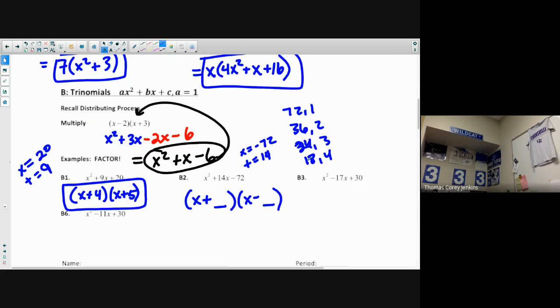Right, so then the decision is which one is positive and which one is negative. Since my middle term is positive, that means the 18, the bigger number, is going to be the positive one. So X plus 18 times X minus 4. Obviously, you wouldn't really want those underlined, so I'm going to clean that up, and I'm going to box in my answer. And I'm going to let you guys try B3 and B6. You can find the answers for those in the notes, remember.